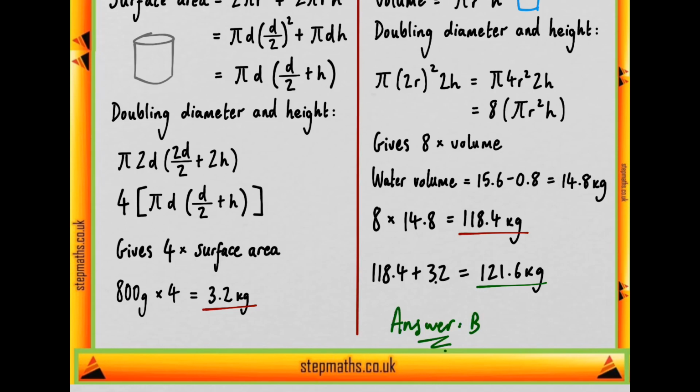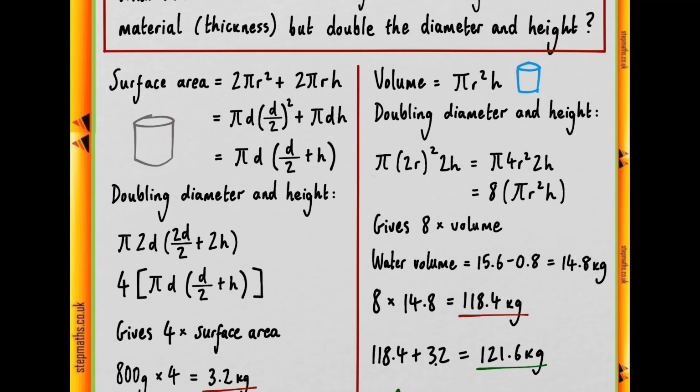which is option B. So this is quite a tricky question in which you really need to understand the equations associated with a cylinder. These are things you need to bear in mind going into the BMAT exam.